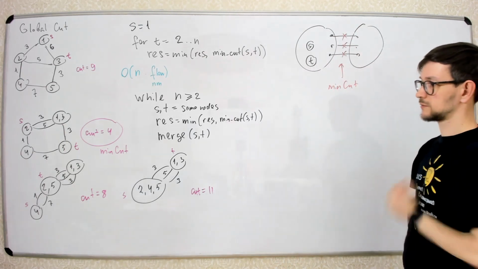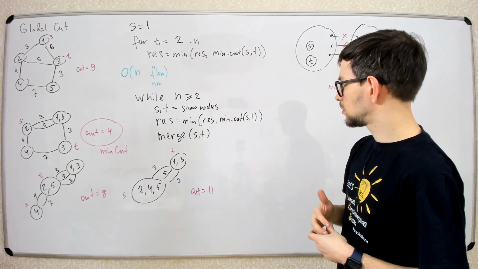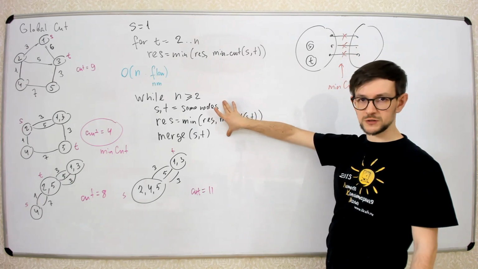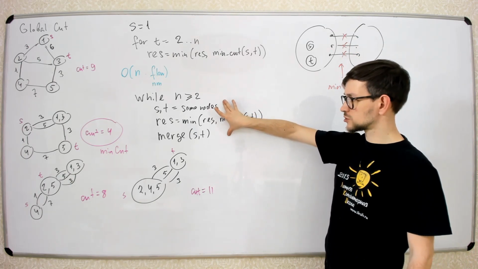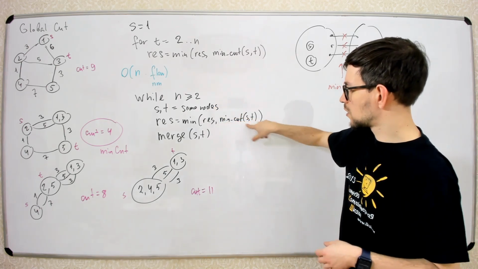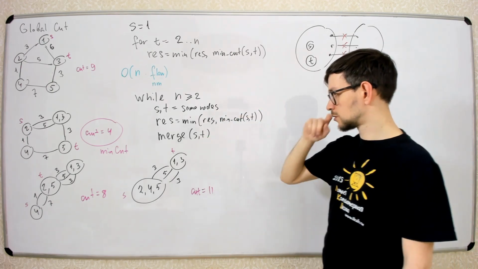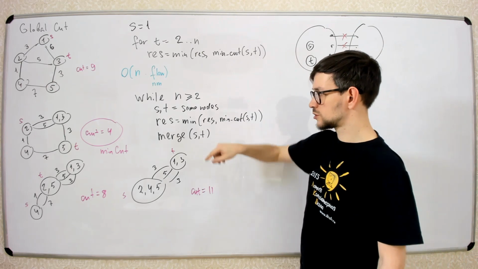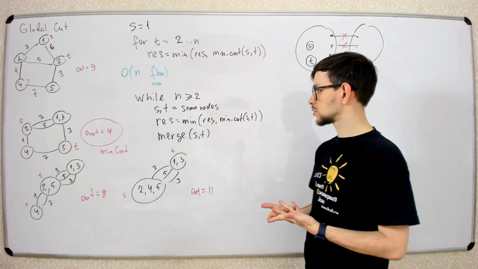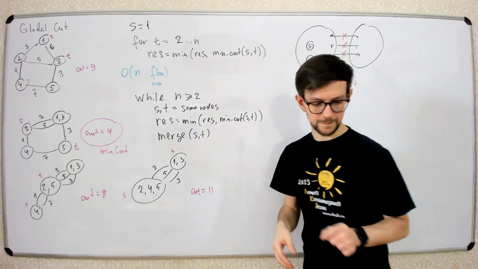So what's the time complexity of this algorithm? Let's think. We have up to n iterations of this loop, because each time we decrease the number of nodes. Each time we calculate the minimal cut, again using the maximal flow algorithm, and we merge some nodes. What is the time complexity of merging the nodes? I claim it's not that big. So the time complexity of merging nodes is no more than m, let's say.